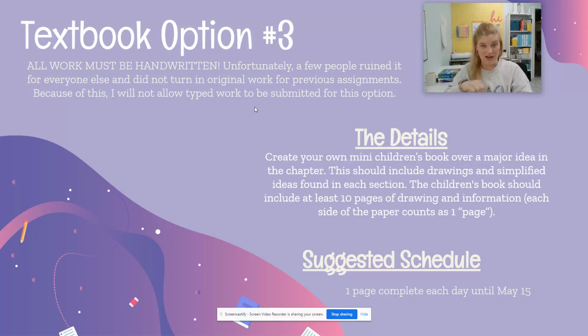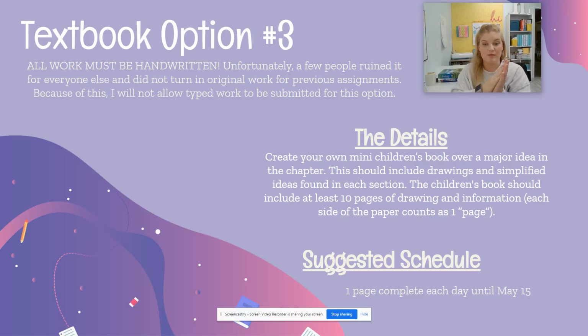Option number 3 is to take the big idea from the book chapter. So if you're in physical science and you're doing the chapter on the sun, moon, and earth relationship, then you could have, an example I kind of threw out here, the sun could be one of your main characters, and then you would have a drawing to go with each page and then a few sentences explaining the storyline.